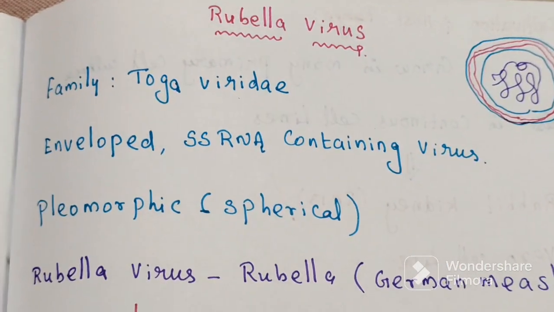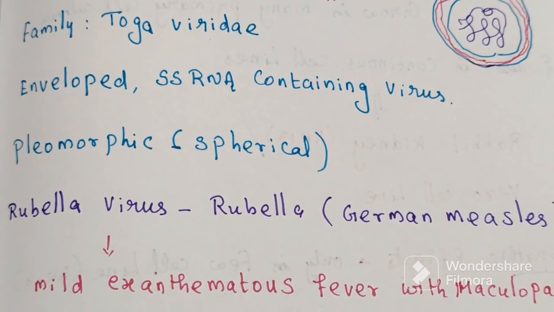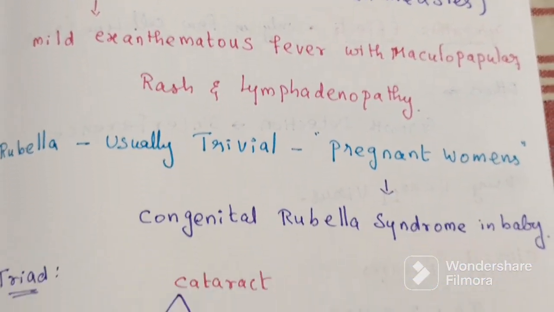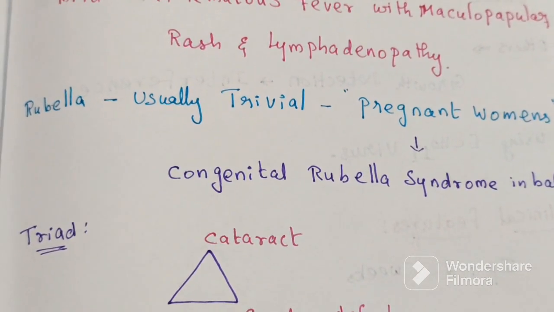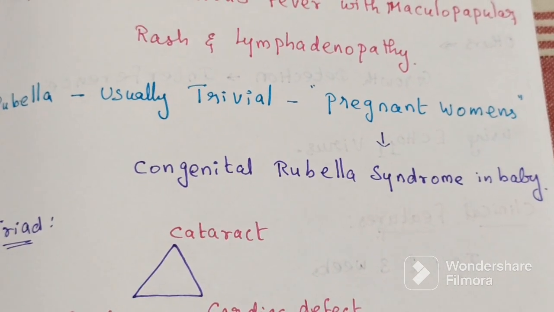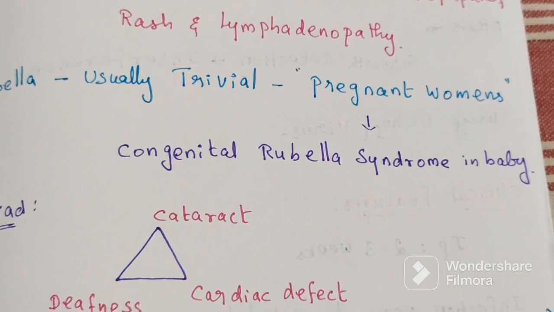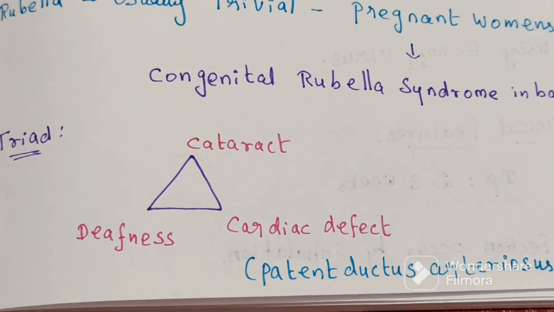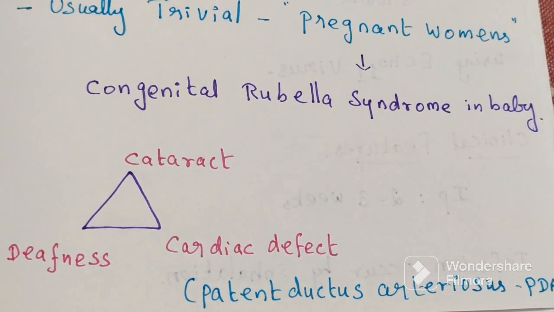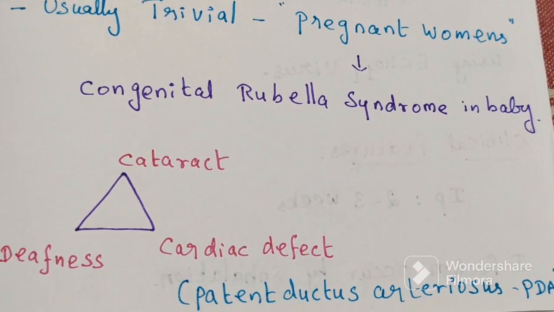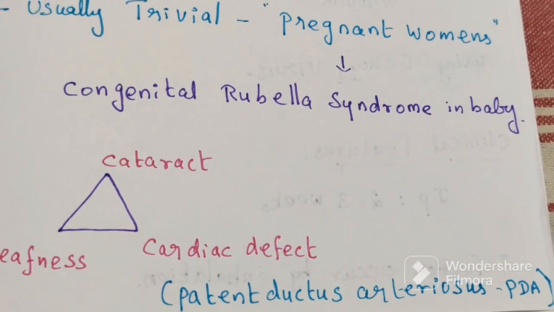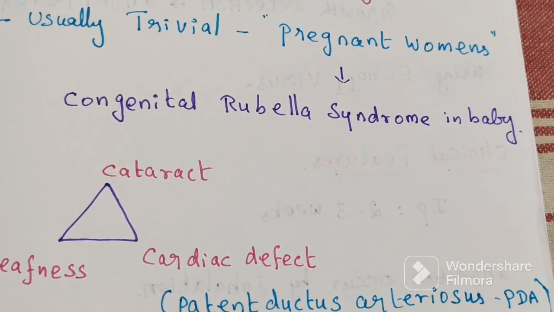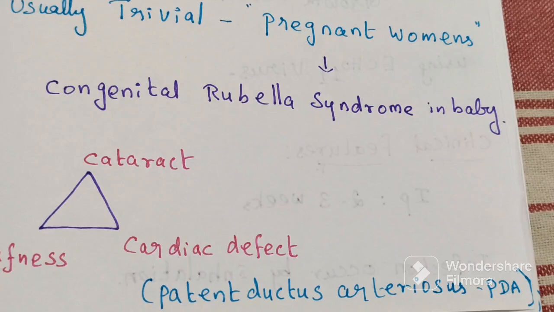So rubella belongs to the Togaviridae family, is a single-stranded RNA virus, pleomorphic in nature, and also called German measles. It is usually trivial, but in pregnant women it causes congenital rubella syndrome, with the triad of cataract, deafness and cardiac defect. In cardiac defect, it causes patent ductus arteriosus.